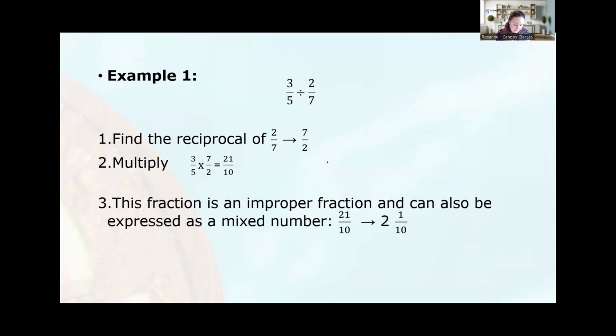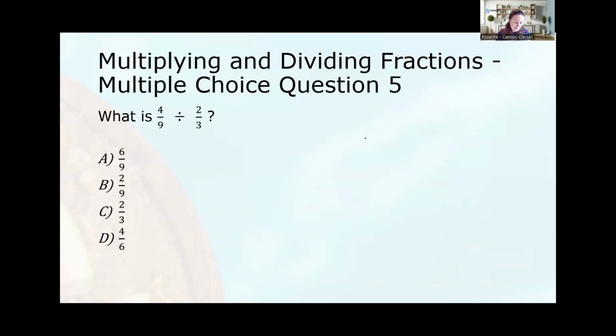So we want to simplify that. So we're going to say, how many times does 10 go into 21? It goes in twice. What are we left with? Well, we're left with 1/10 remaining. So 2 and 1/10 is the mixed fraction that remains.